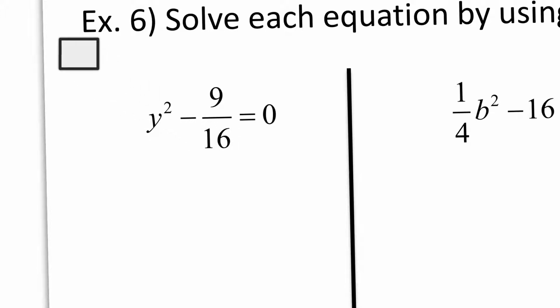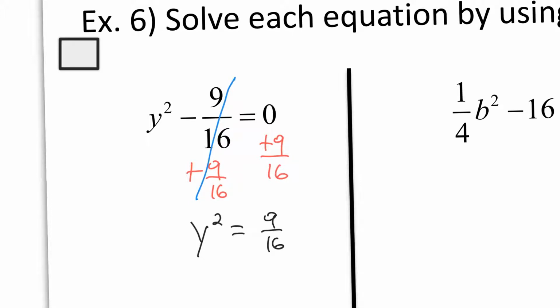I just cover up the 16 so you imagine that that's not there. But we're going to do the same thing. When you have negative 9 over 16, you add 9 over 16. And you do the same thing on the other side. Add 9 over 16. So the two fractions cancel because they're the same fraction. They have opposite signs. So you will have 0 there. I'm going to bring down the y squared here. And on the other side, 0 plus 9 over 16 is just 9 over 16. Now you will take the square root.